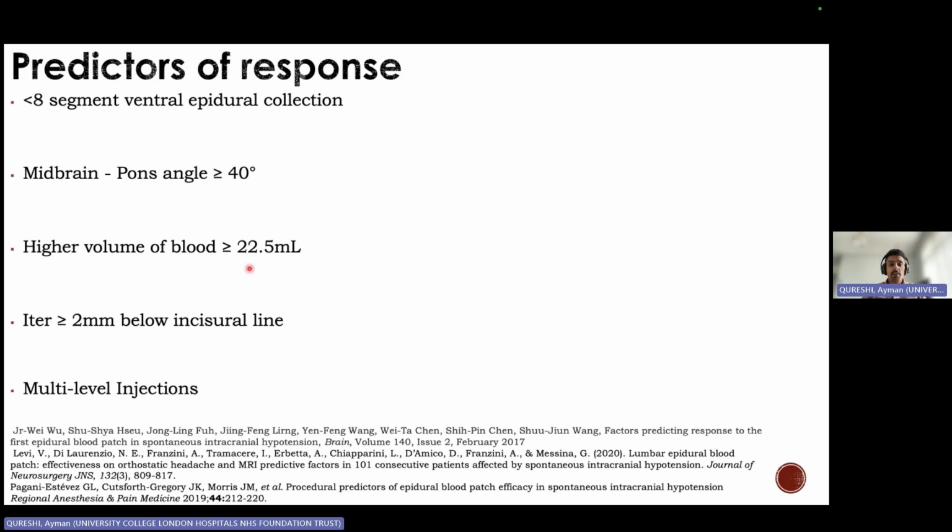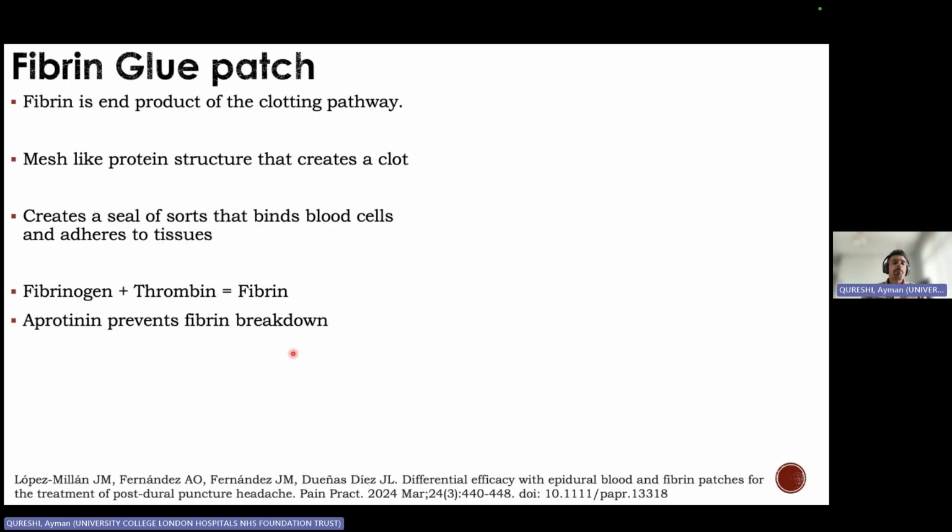A higher volume of blood, we've said we aim for at least 20. And less sagging of the brain: if there's less sagging in the brain, they tend to do better. And a separate study from the Mayo Clinic found that multi-level injections in their series were more beneficial than a single level injection, although that's only one study that's found that.